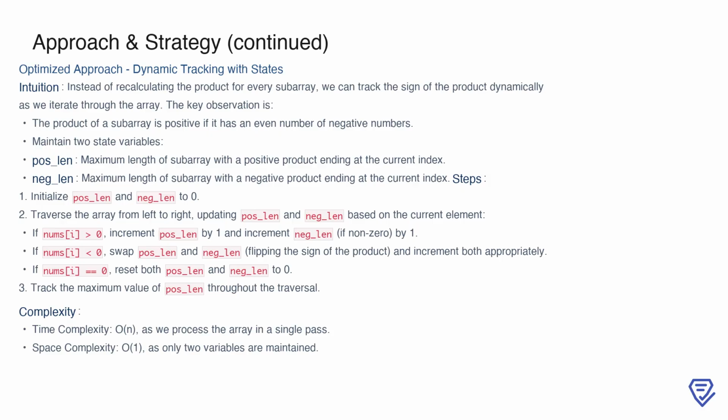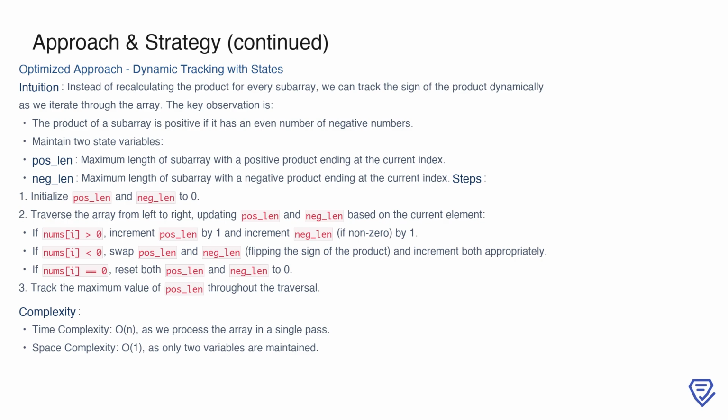To take advantage of this, we maintain two state variables, pos_len, which tracks the maximum length of a subarray with a positive product ending at the current index, and neg_len, which tracks the maximum length of a subarray with a negative product ending at the current index. We initialize both variables to 0 and then iterate through the array.